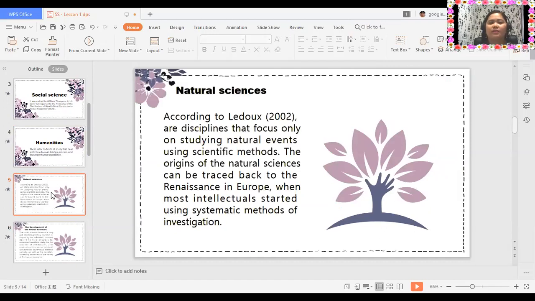According to Leduc, 2002, natural sciences are disciplines that focus only on studying natural events using scientific methods. The origins of the natural sciences can be traced back to the Renaissance in Europe, when most intellectuals started using systematic methods of investigation. We need to learn more about the natural sciences so that we will know the explanations of natural phenomena. At the same time, we will know more about what is happening with our natural environment because this is where we live.